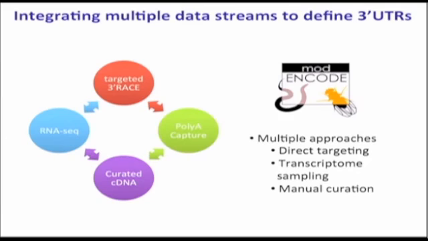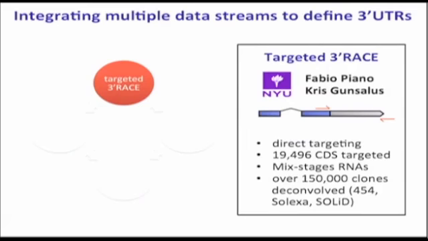So we integrated multiple approaches. I don't know why this mouse doesn't work anymore. We performed 3' RACE targeting every gene present in the transcriptome of this worm. And I have a few slides on this. So the idea is that we design primers, we ordered almost 20,000 primers at the end, and performed 3' RACE sequencing to extract the 3' UTR from every gene from the worm.